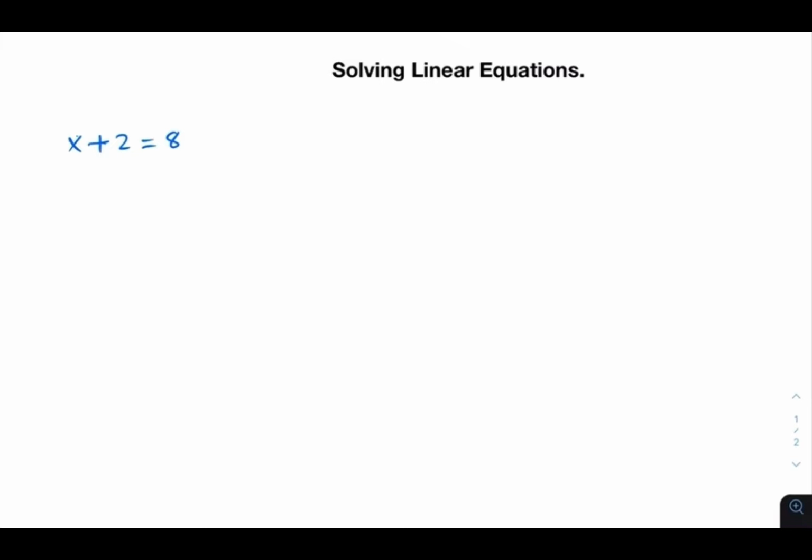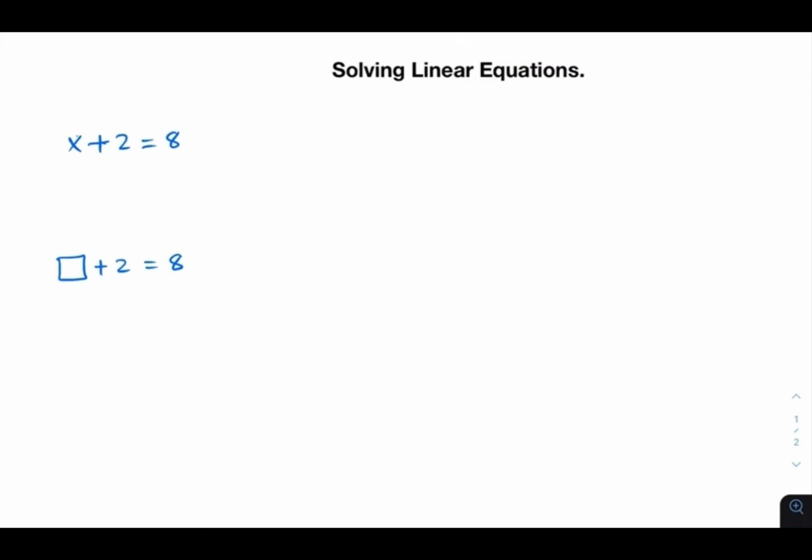Whenever you're solving a linear equation, you're trying to solve for a variable. In this case, our variable is x. What does that variable represent? It represents some value. So what would be that x, when you add it with 2, will give you an 8? If you think about it, this is a very simple one.